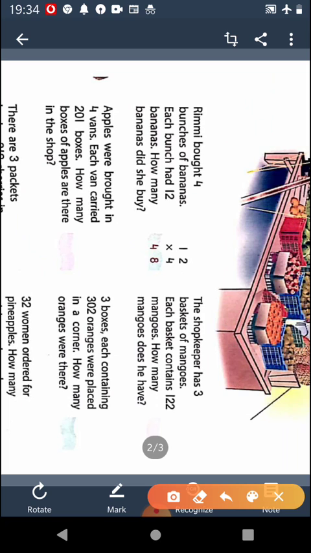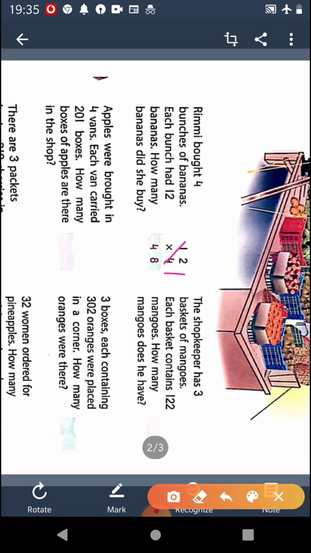So 12 multiplied by 4 is equal to, like in my previous video I explained multiplication of a 2-digit number by a single digit number. So what do we do? We first multiply the ones, that means 2 into 4 is equal to 8, and then we multiply the tens, that is 1 into 4 is equal to 4. So how many bananas did she buy? She bought 48 bananas. Okay, so similarly we will do other problems also.